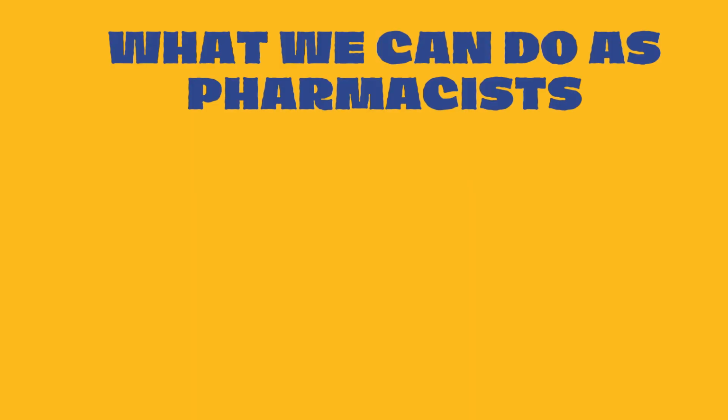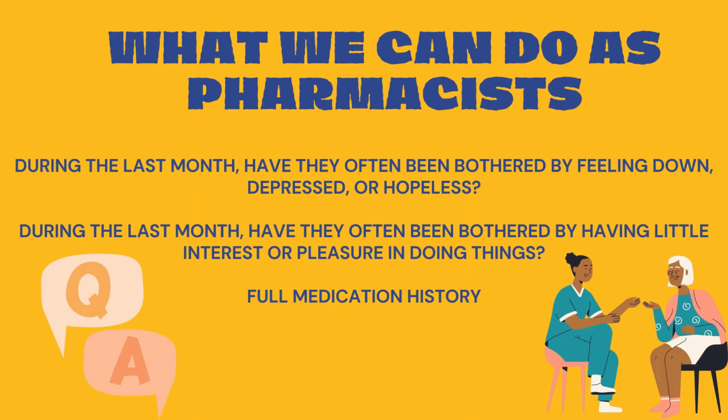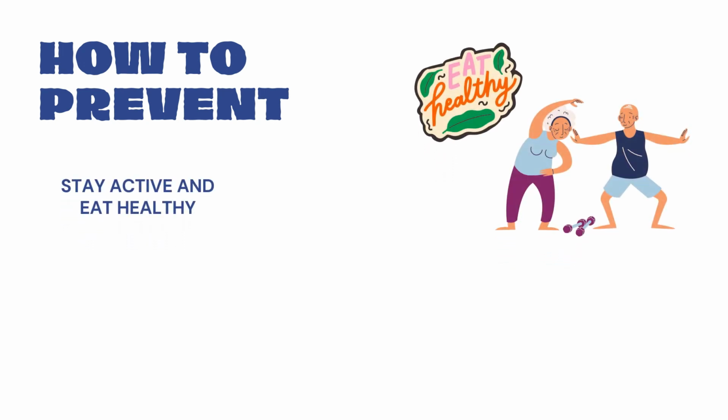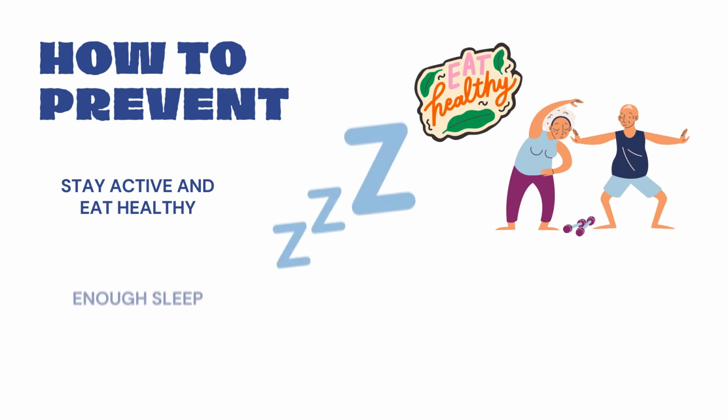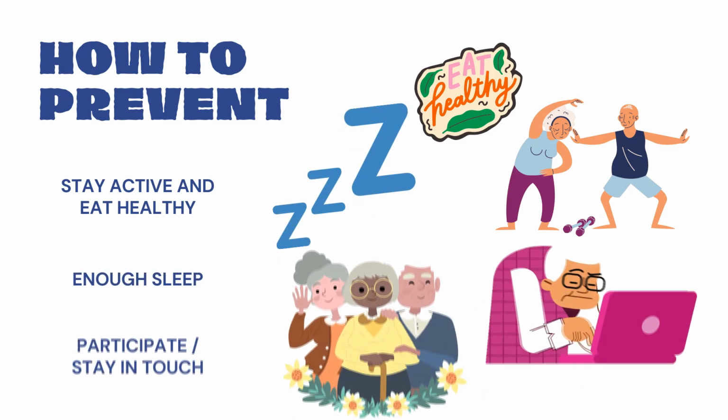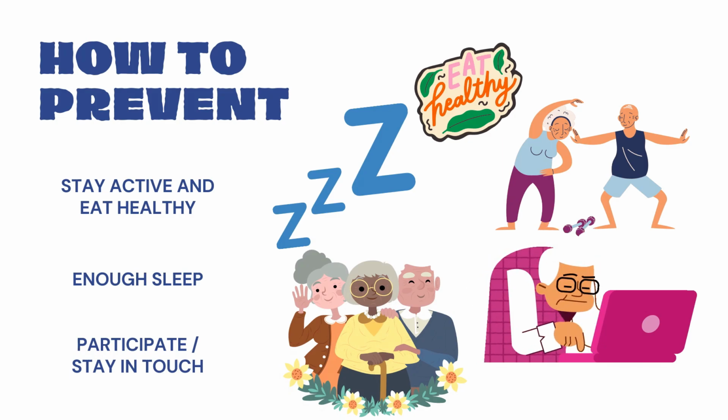We as pharmacists can help by asking if they have been feeling down, depressed, or hopeless, or if they have been having little interest or pleasure in activities, and conducting a full medication history. Some ways that we can help this patient prevent depression is to help them stay active, eat healthy, make sure that they are getting enough sleep, and that they are participating and staying in touch with the community and their loved ones.